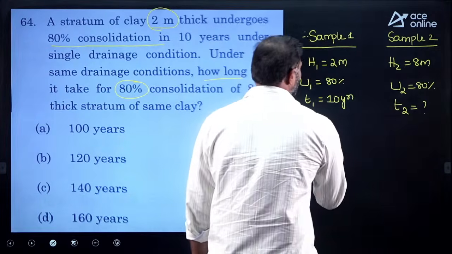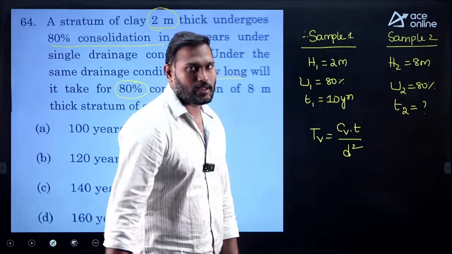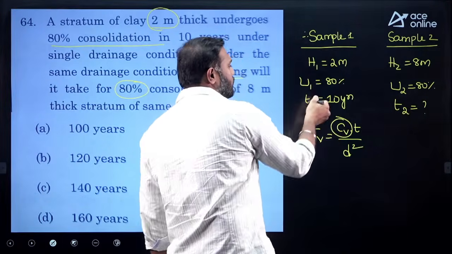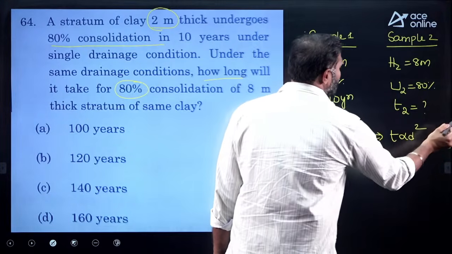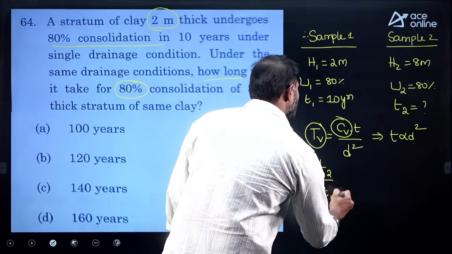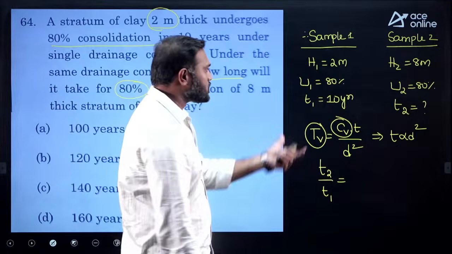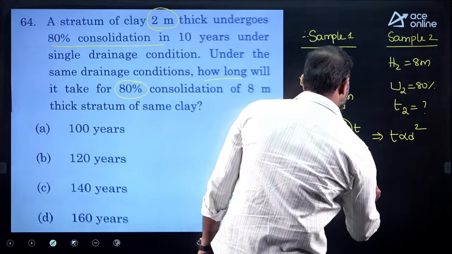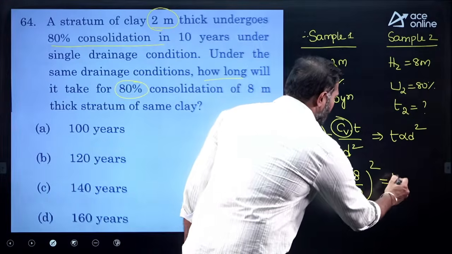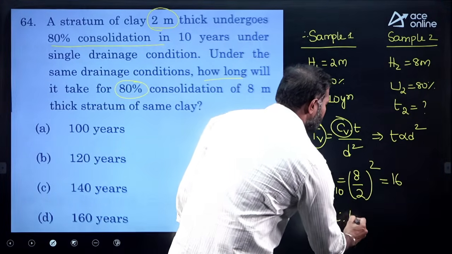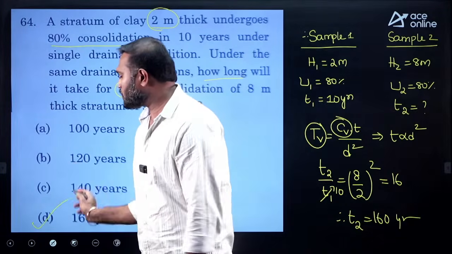If you observe carefully, the time is going to be measured by using the time factor, Tv = Cv t by d square. For a given soil, Cv is constant. For the same degree of consolidation, Tv is also constant. So from here, t is proportional to d square. So t2 by t1 is equal to, where d is the drainage path. As there is a single drainage, the drainage path is nothing but the thickness H, so (8 by 2) whole square. 8 by 2 is 4, square is 16. And as t1 is given as 10 years, t2 is equal to 16 into 10, 160 years. The correct answer is option D.